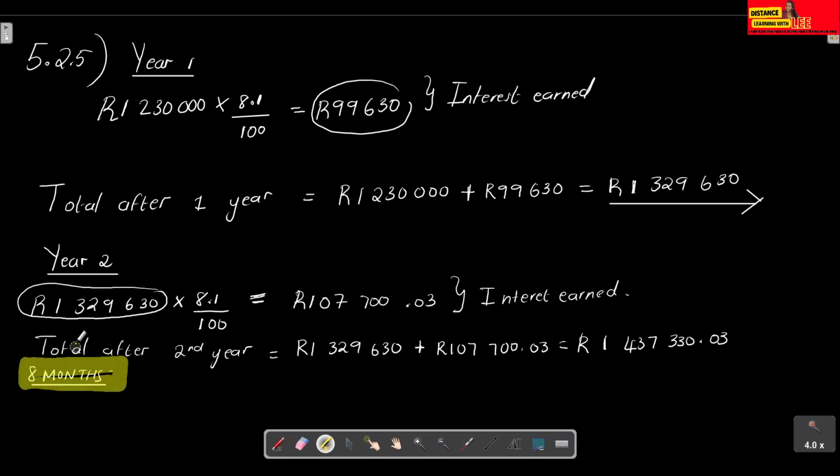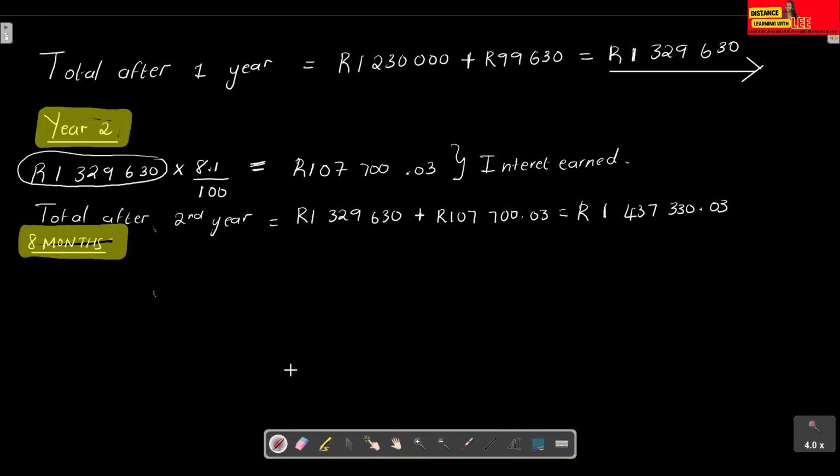Now all that we need to calculate is the interest that he earns in the 8 months that are left. So how do we do that? We're going to take this 1,437,330.03 multiplied by the interest rate of 8.1 divided by 100 multiplied by, here guys, it's in months.